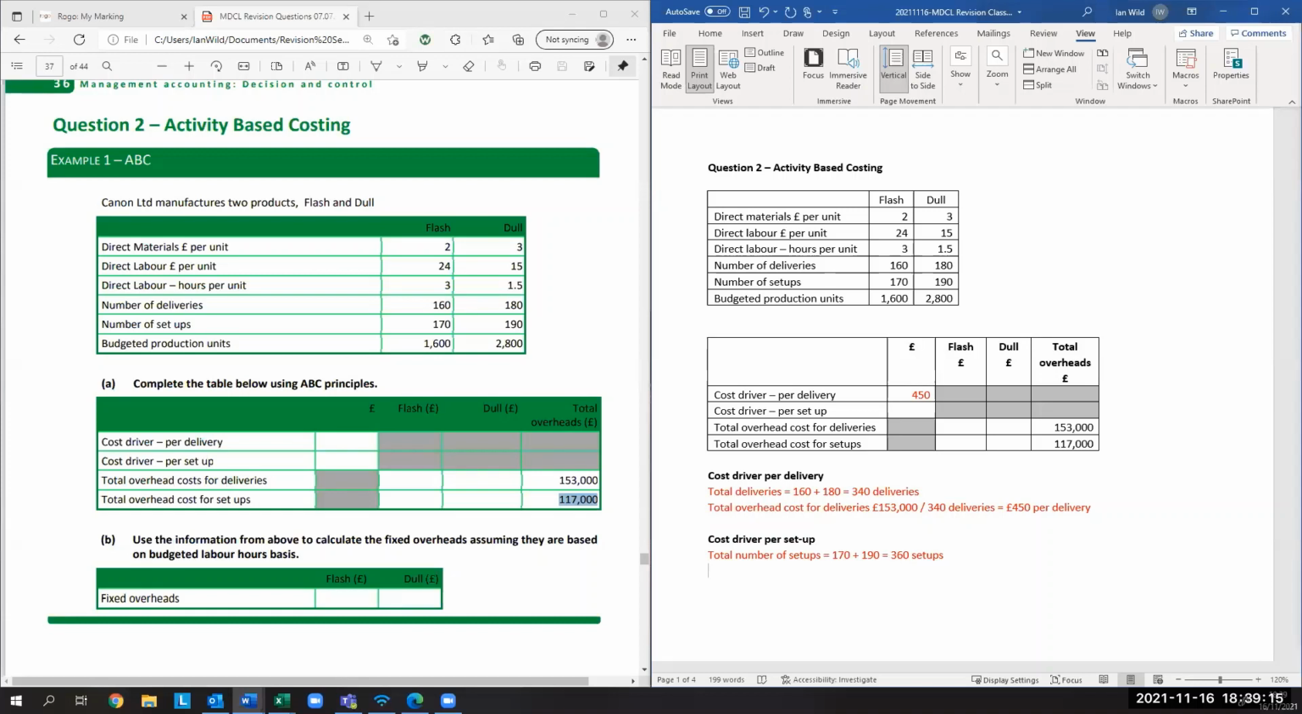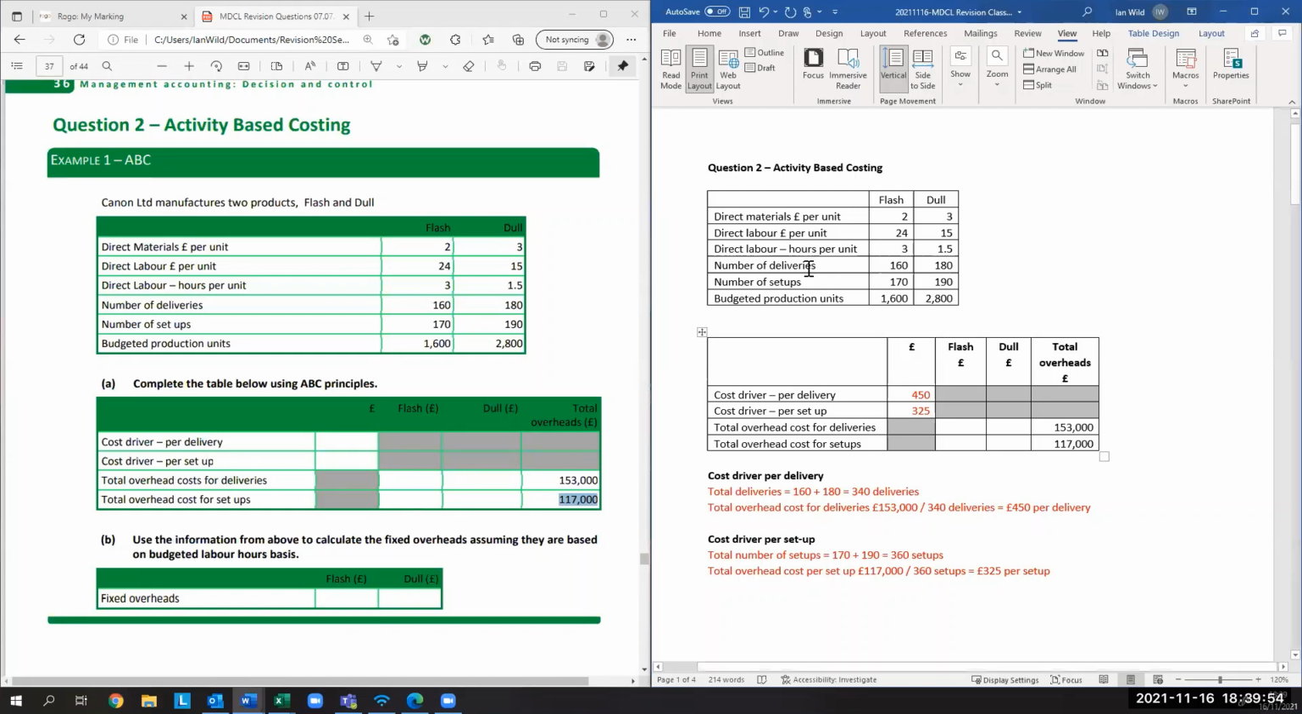Okay, we'll follow the same principle as before, except this time we'll take our total overheads for our setups, which we can see there is £117,000. And this time we'll divide it by the total number of setups that we've just worked out, 360 setups. So 117,000 divided by 360 comes to the nice round £325 per setup. Setup. 325 quid. Okay, so that's worked out our cost drivers.